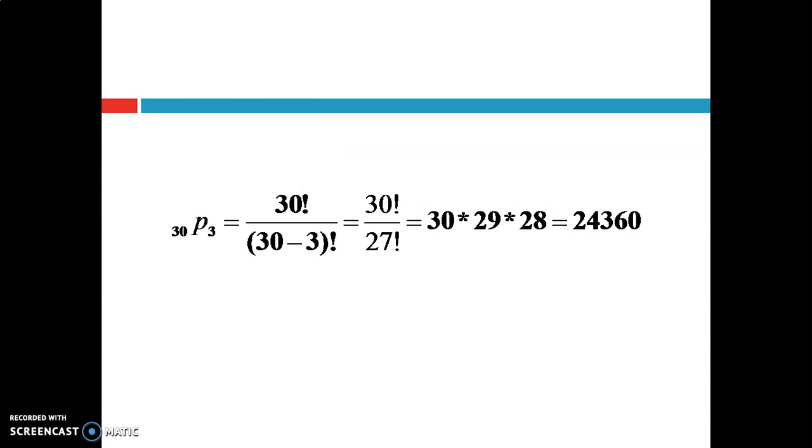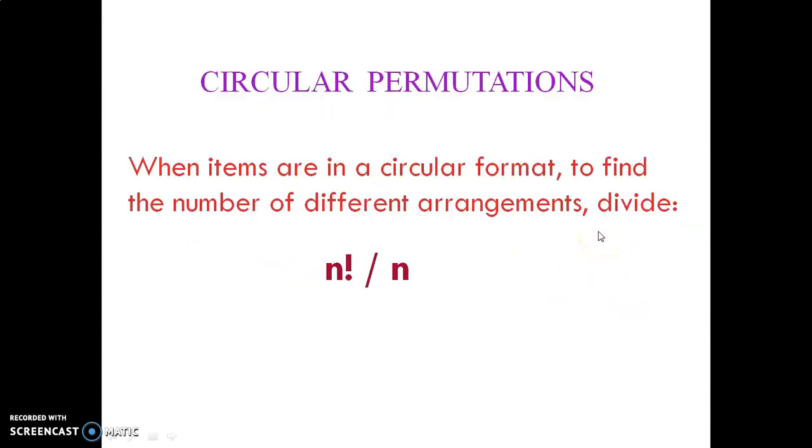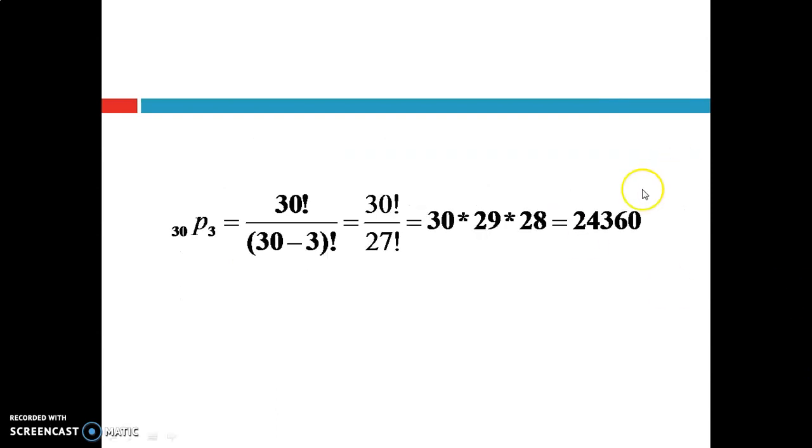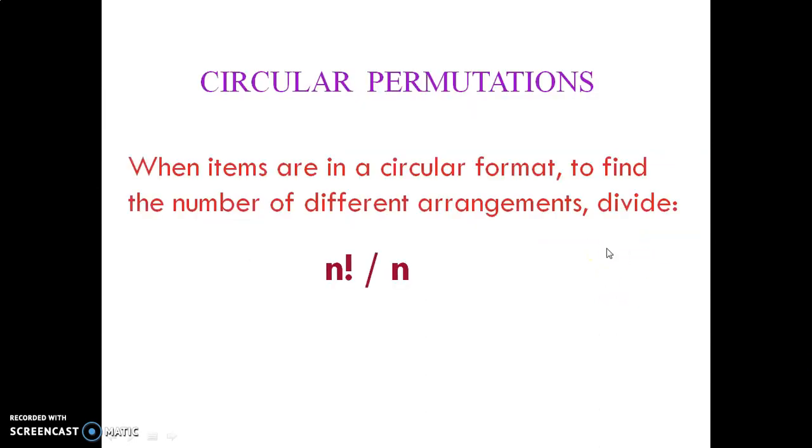Simply use the permutation formula nPr, where n is 30 and r is 3. Insert the values into the formula n factorial upon n minus r factorial. It gives the result 24,360 possible combinations for this lock. We can set this many combinations to lock this particular lock.